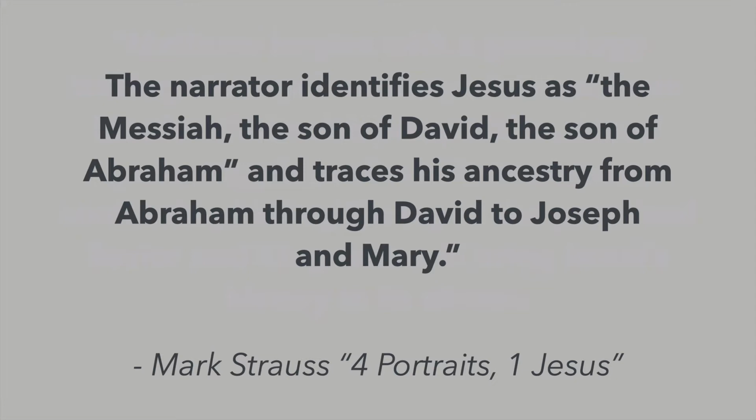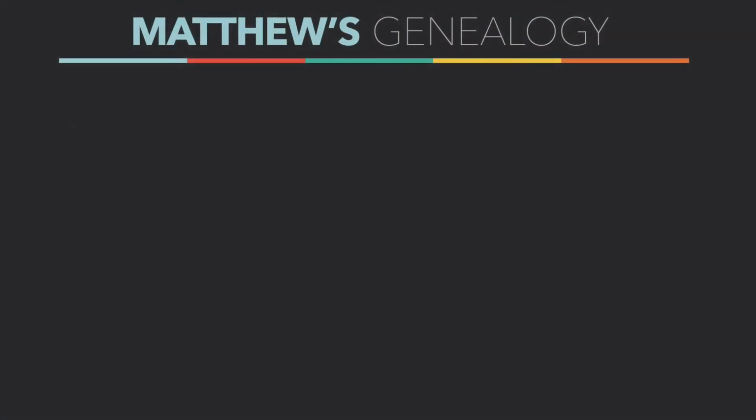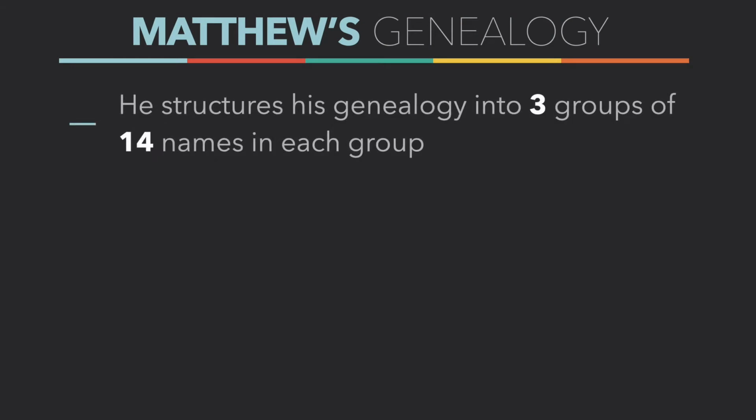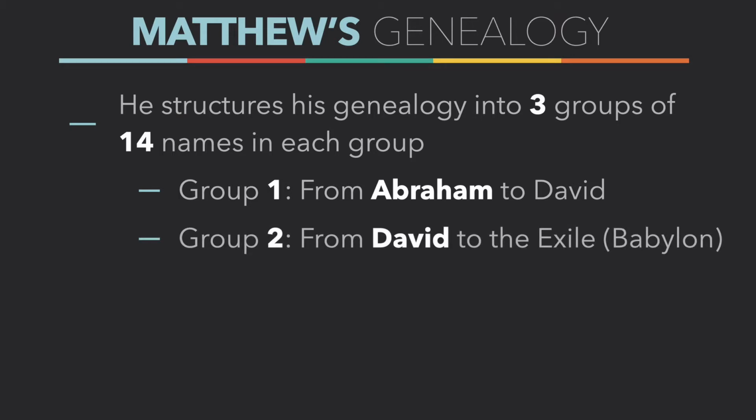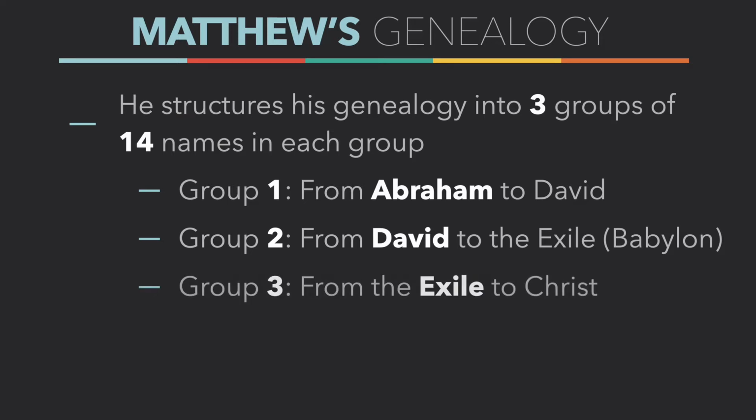So Matthew's genealogy is interesting. It's very important. Let's take a look at it first, okay? So the first thing we notice about Matthew's genealogy is the structure of it. Matthew loves structure, and the genealogy is no exception. He structures his genealogy into 3 groups of 14 names in each group. So group 1 goes from Abraham up to David. The second group goes from David to the exile, and group 3 from the exile to Christ.